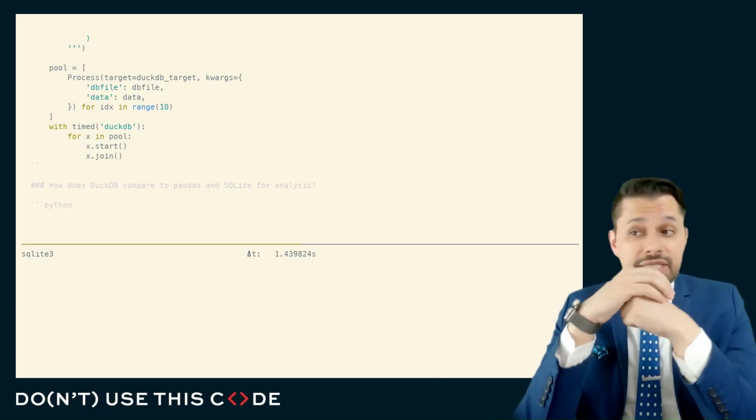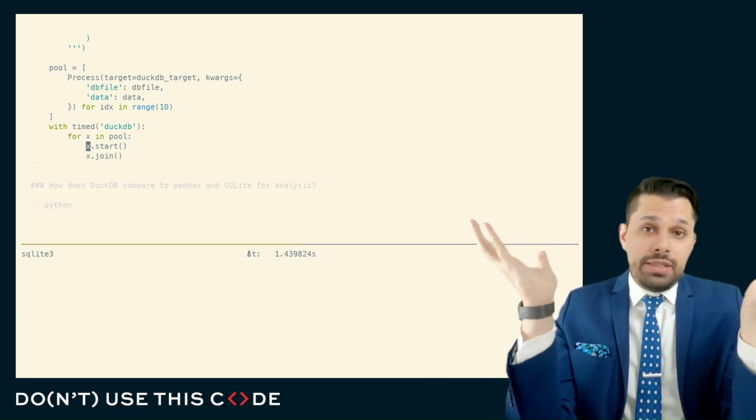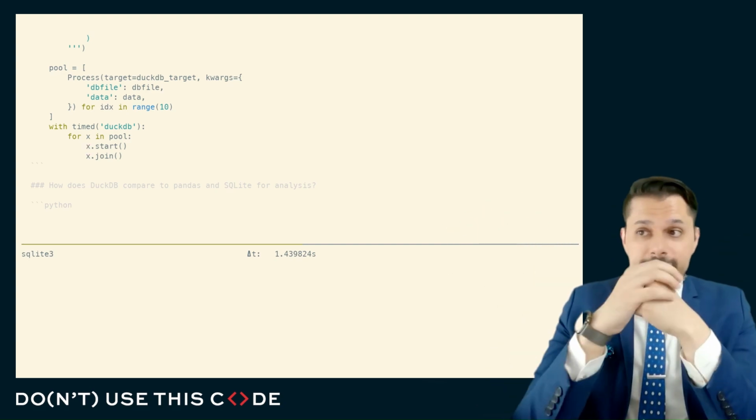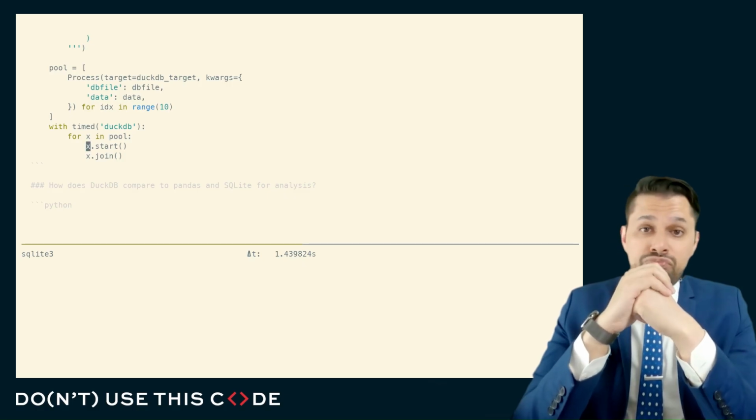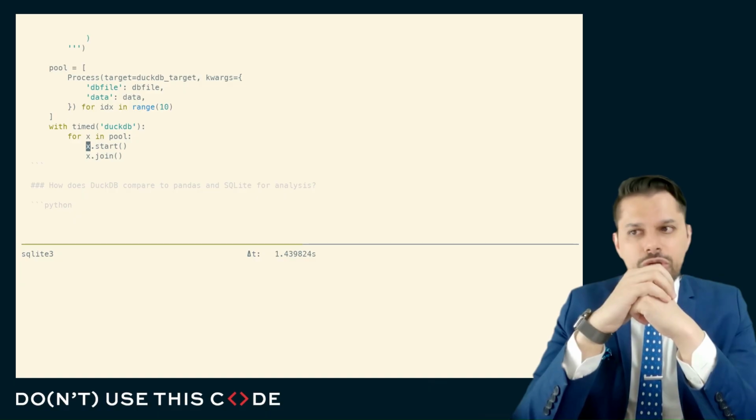And even though there is some contention that's causing this SQLite to be a little bit slower than if, for example, we had 10 different files, you can see that the DuckDB version of this is much, much slower, on the order of about an order of magnitude slower. This will take about 15 seconds or so to run.